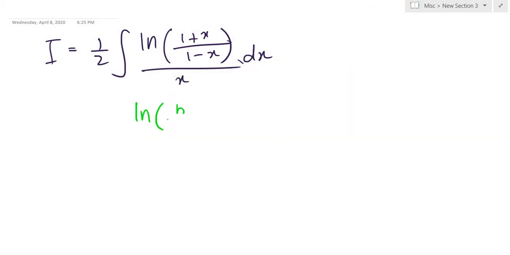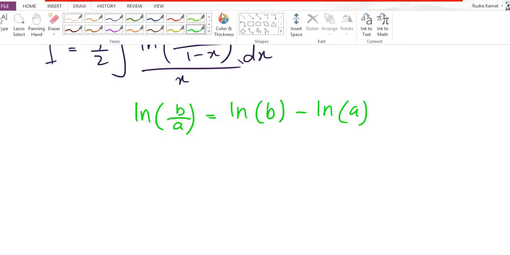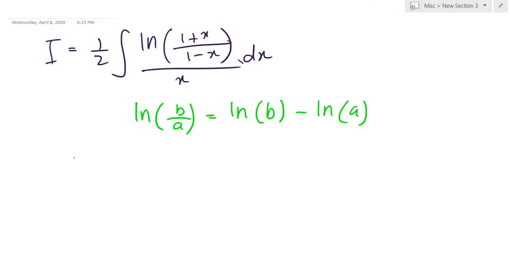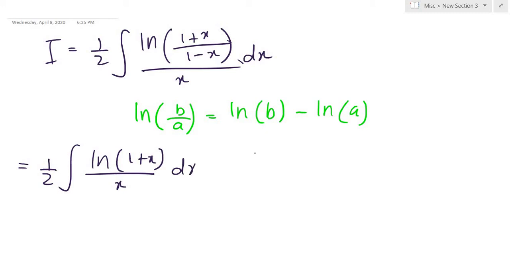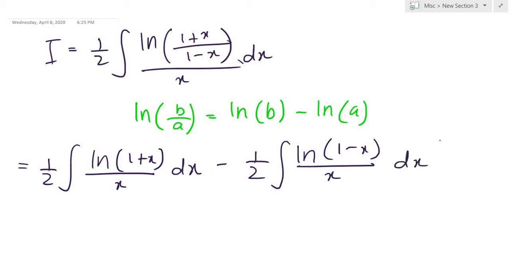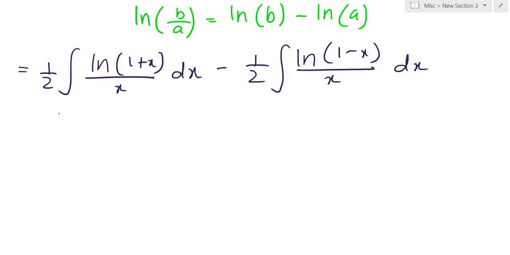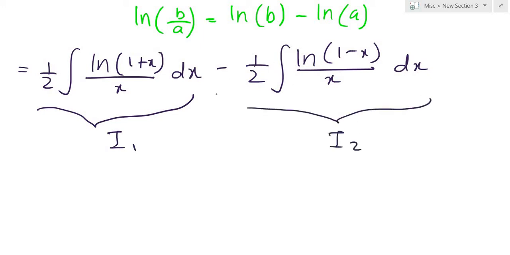Say we have a natural log of b over a, we can write this as the natural log of b minus the natural log of a. That's an intrinsic property of logarithms in general. You can have any base. Here we had e, that's why we call it the natural log. You can have any base in general, and this identity will hold true. So this will totally become half of the integral of ln of 1 plus x over x dx, minus half of the integral of ln of 1 minus x over x dx. Let's call the first I1. Let's call this I2. I'm including the negative sign too.